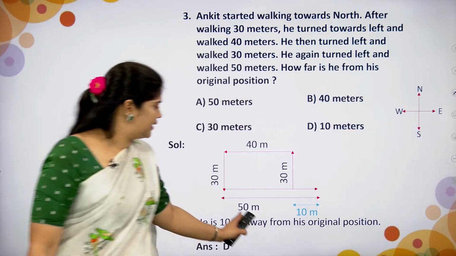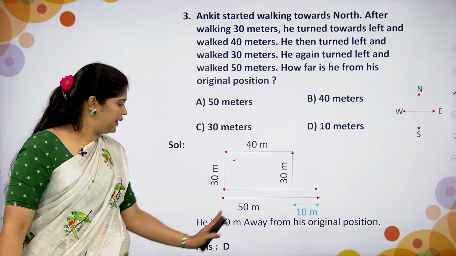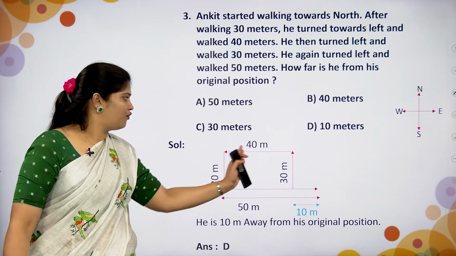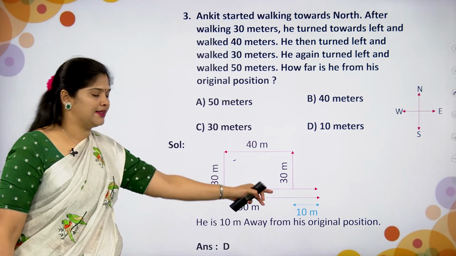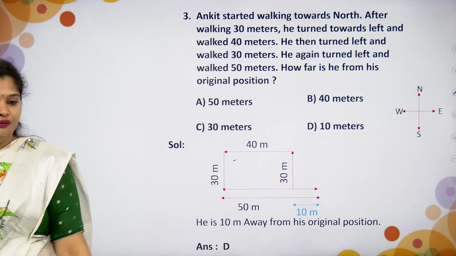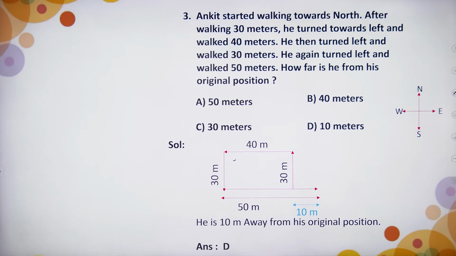very simple children. Just here it is only 40, but here he travelled 50 meters. So, 40 is here and again he travelled 10 meters extra, so that is the answer. Option D is the answer, 10 meters.